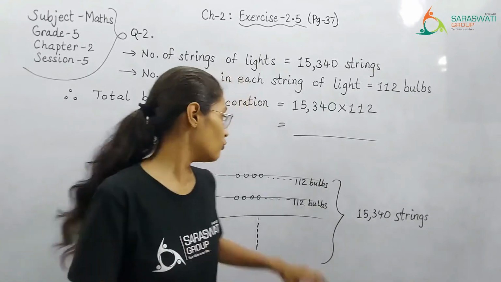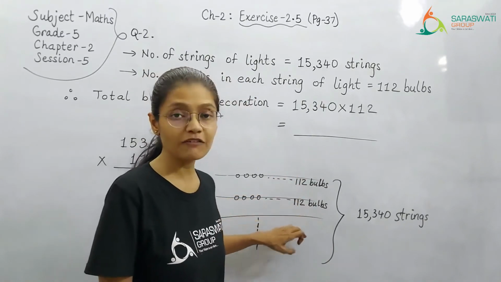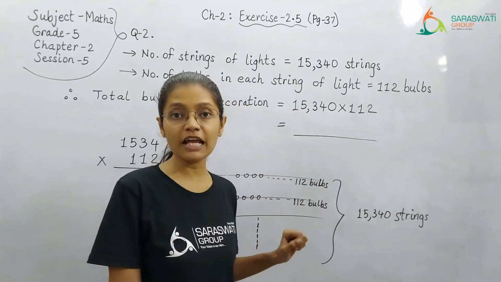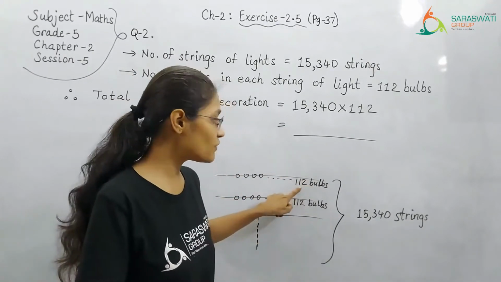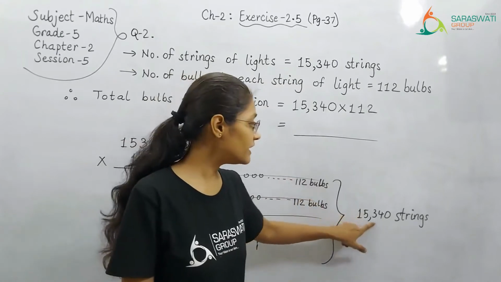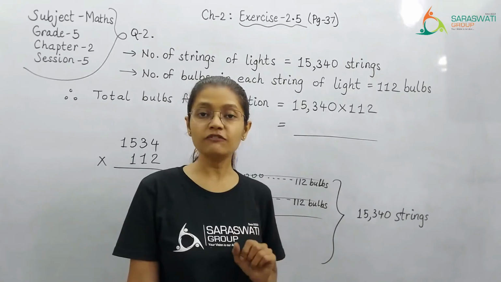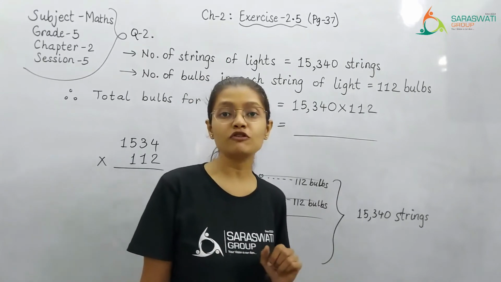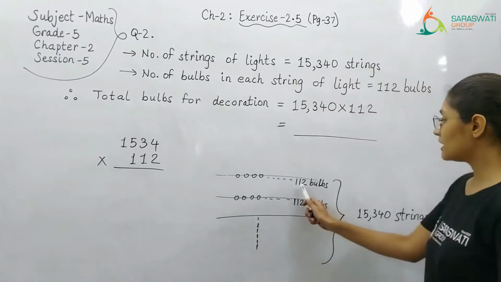So over here, 112 add 112 add 112. Repeatedly हमें addition करना है. How many times? जितनी strings है. 112 multiplied by 15,340. इतने total bulbs होंगे, right, for decoration. So we have to perform multiplication over here between the given two numbers, right?